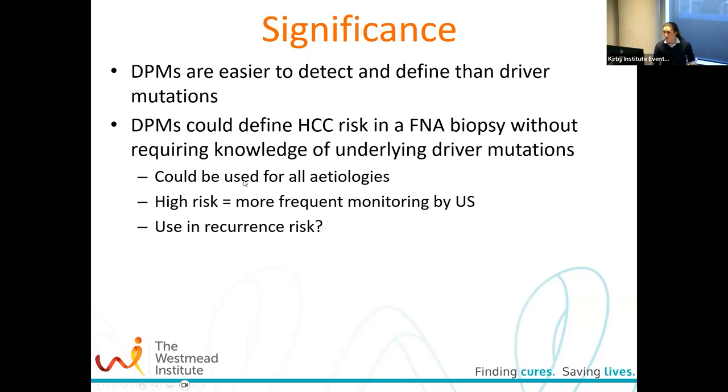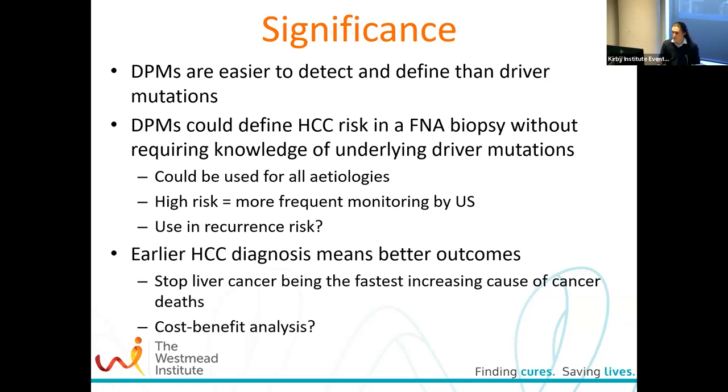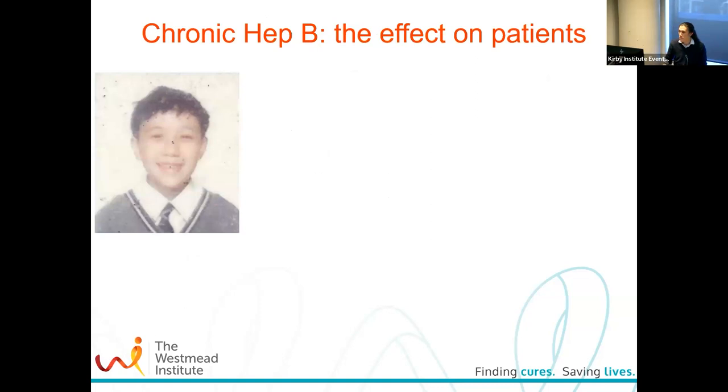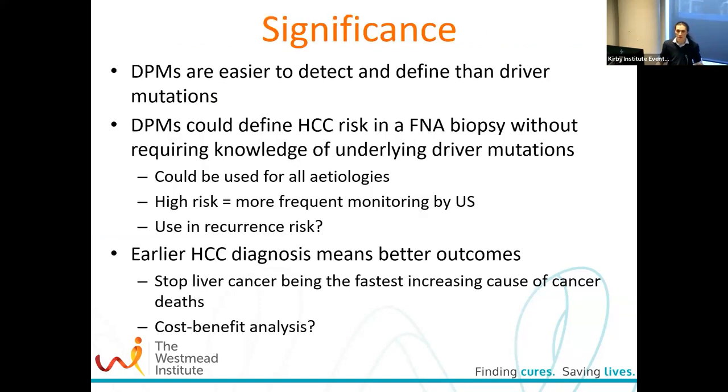And that can be used for different etiologies. And if we do find a high risk, maybe that means we do more frequent monitoring in these patients with a chronic liver infection or chronic liver disease. So if we can do that and detect these liver cancers earlier, it means better outcomes. It means we can stop liver cancer from being the fastest increasing cause of cancer deaths and might be suitable for cost benefit analysis if we can show that. So again, another stop. Anyone have any questions about DPMs?